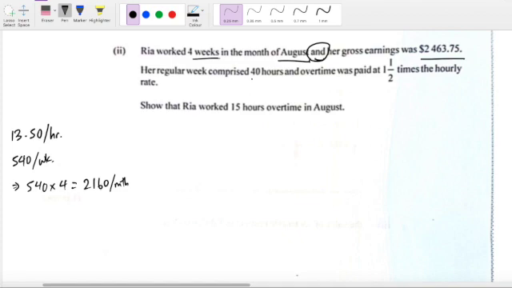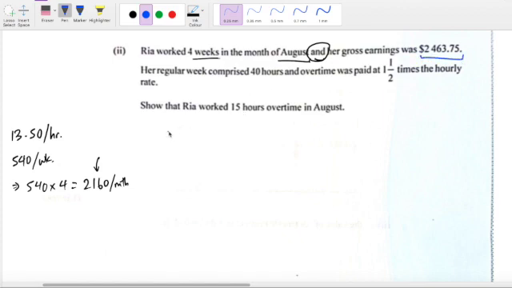Her regular week comprised of 40 hours. So this is the normal 40-hour work week, yeah? And overtime was paid at 1.5 times the hourly rate. Literally 1.5 times the hourly rate. Alright. So show that Ria worked 15 hours overtime. Okay, so it's an overtime question, right? So we see in here, alright, how much overtime? Well, this is how much she worked for.